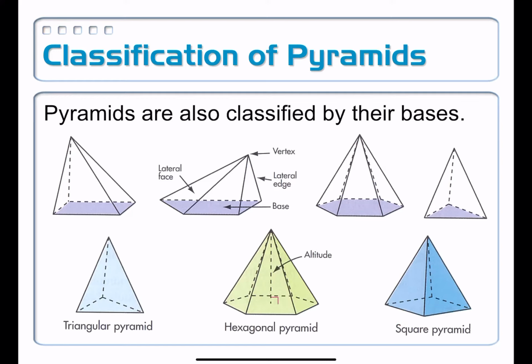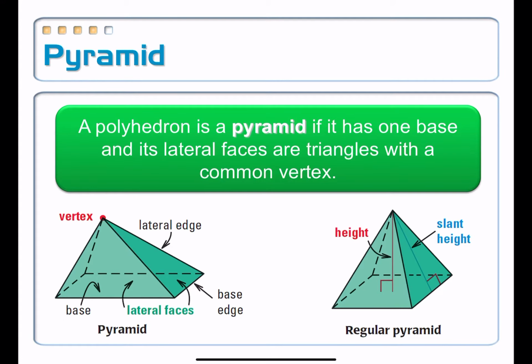All right, so let's formally define a pyramid, shall we? A polyhedron is a pyramid if it has one base and its lateral faces are triangles with a common vertex. So again, let me encourage you to draw yourself, to the best of your ability, an example of a pyramid and label all of the different parts. We have a base, of course. All of the lateral surfaces are triangles and they meet at a single vertex point. We still have lateral edges, of course.